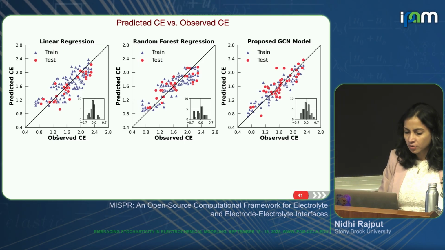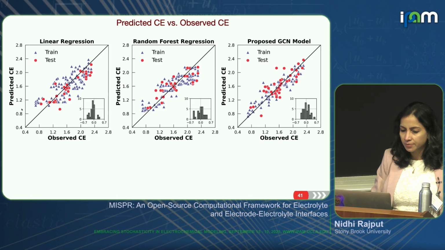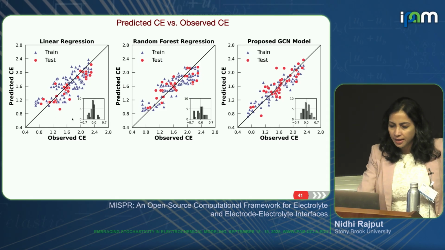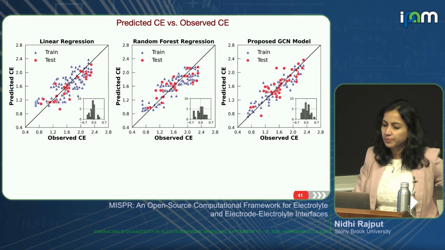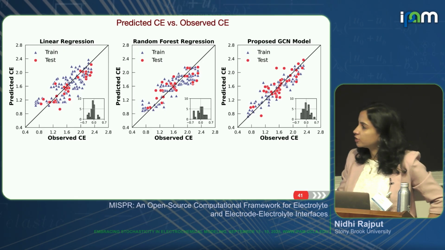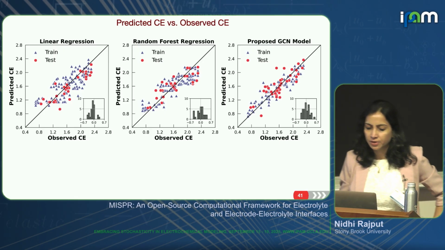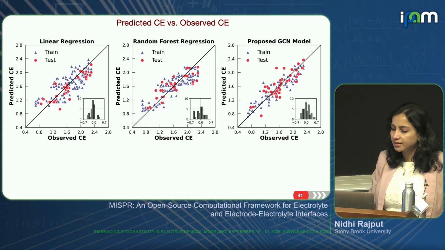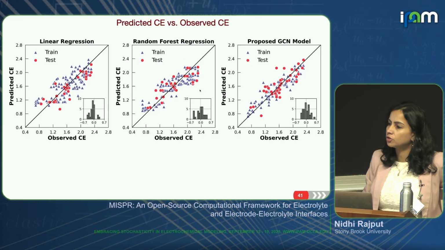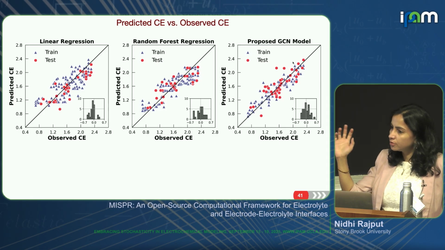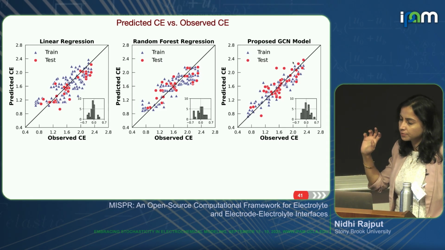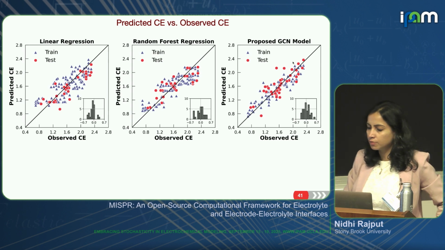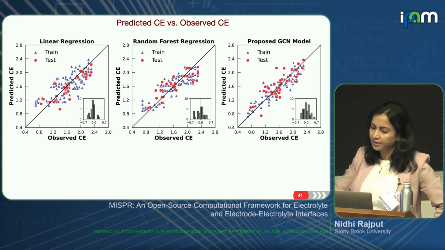So here you are looking at the observed Coulombic efficiency and the predicted Coulombic efficiency, and the residual errors here. Overall, the linear regression and random forest behave somewhat similar for the training and test data set. There's a lot of deviation for the test data set. Compared to that, the proposed GCN model did a slightly better job for both the training and the test data set.